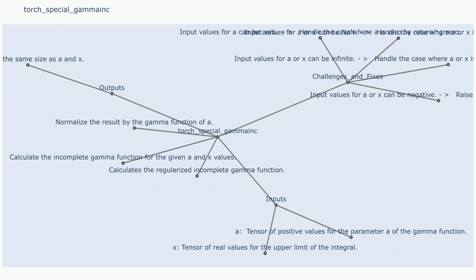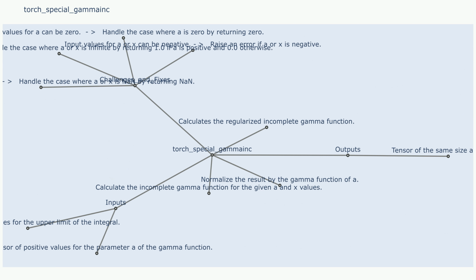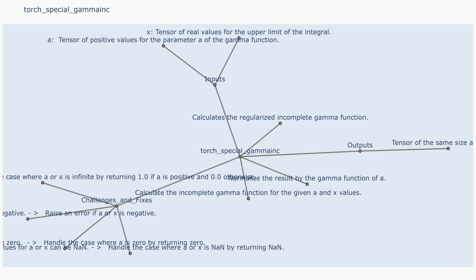Challenge 2: input validation. Sample use case: if the input values of a are not strictly positive, the function might produce incorrect results or raise an error. Fixes: ensure that the input values of a are greater than 0 before passing them to the torch.special.gammainc function. Apply appropriate input validation checks and handle invalid input values gracefully.